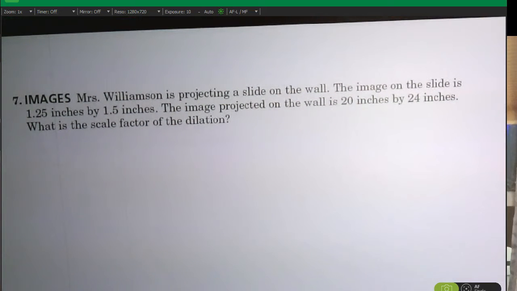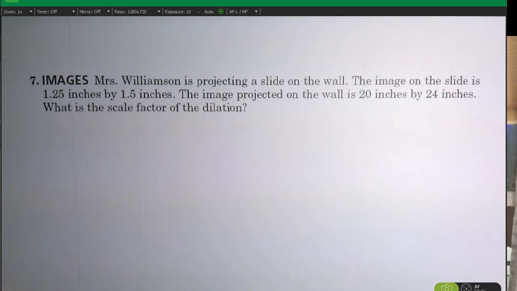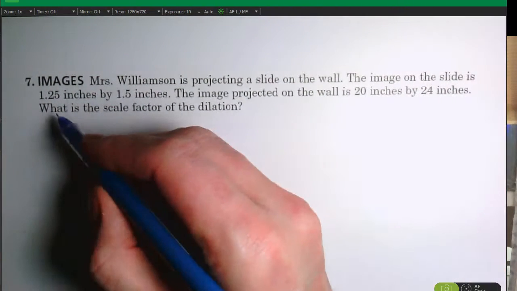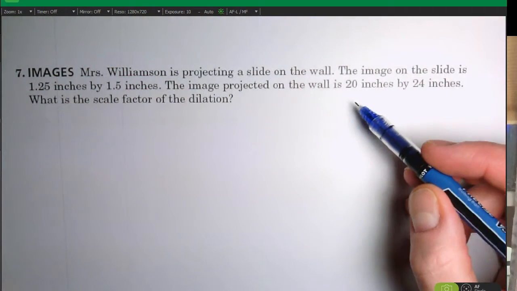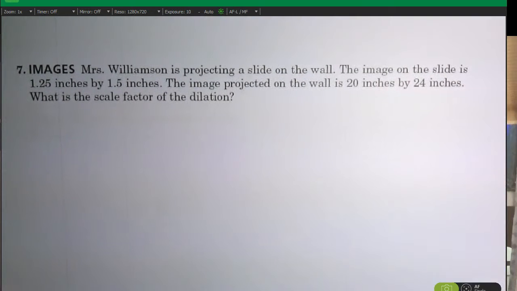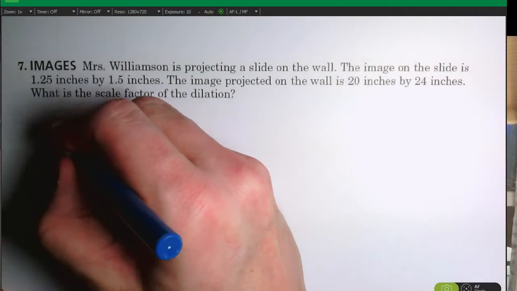The other thing that the book does in this section is they ask you to find the scale factor for a dilation. So Mrs. Williamson is projecting a slide on the wall. The image on the slide is 1.25 inches by 1.5 inches. The image projected on the wall is 20 inches by 24 inches.